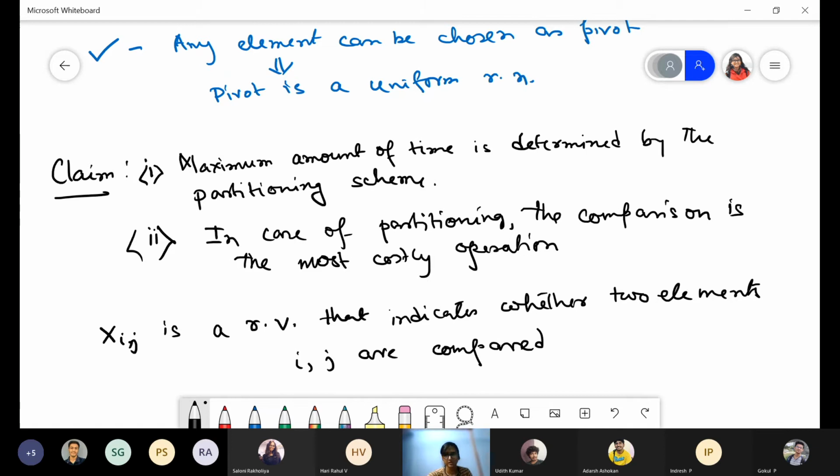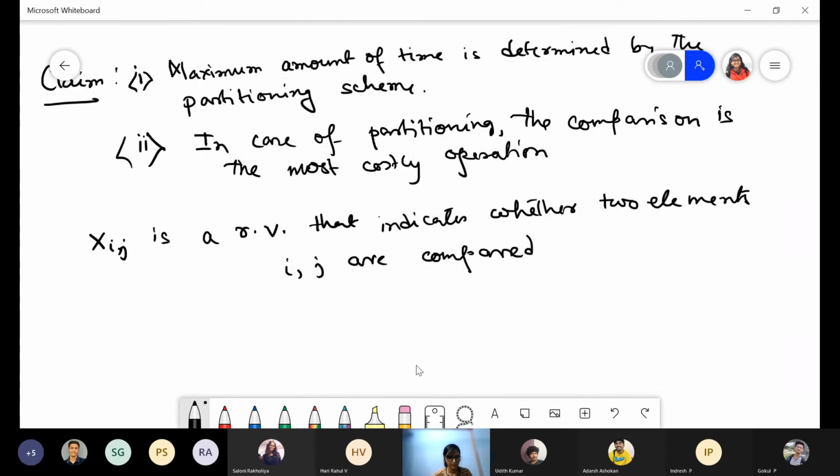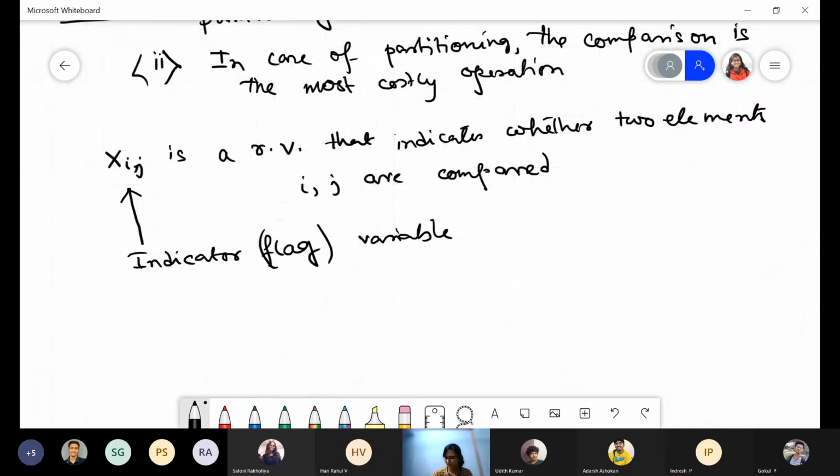Now this kind of variable has a specific name. It is called an indicator variable. It is just like a flag you can think of. Whenever two elements are compared, we just increase the value of the flag. Indicator or flag variable. So what will be our total cost?